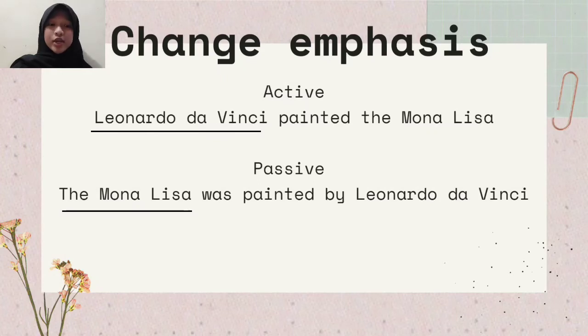If you're not sure, think about this. Which is the most important idea in each sentence? In the first sentence, you're more interested in Leonardo da Vinci. In the second sentence, you're more interested in the Mona Lisa. In English, putting an idea at the beginning of the sentence shows that it's more important. You can use the passive to change the emphasis of your sentence and show what you think is the most important idea.